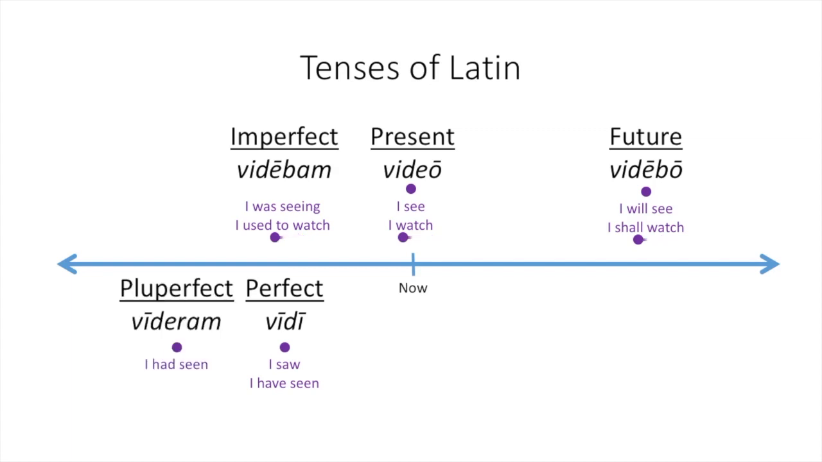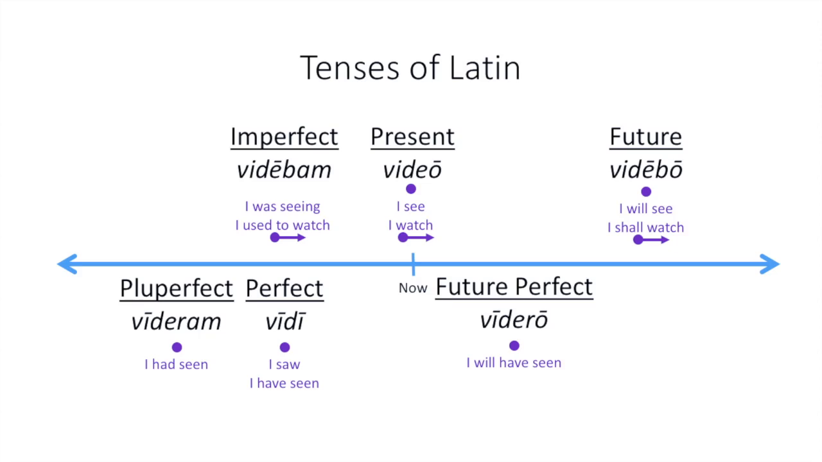The pluperfect tense happens before the imperfect or the perfect tense. I had seen the cat before I saw it run away. For pluperfect, we always translate it with had. And then the other tense in our perfect system is the future perfect tense. I will have seen the cat before I will see it run away.